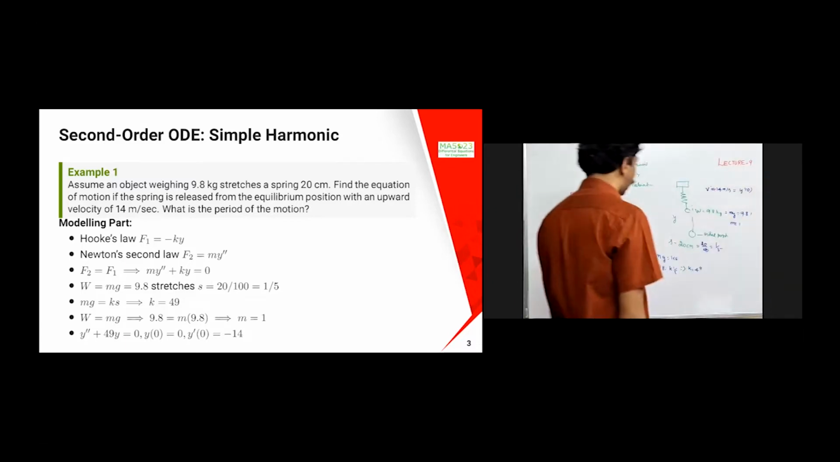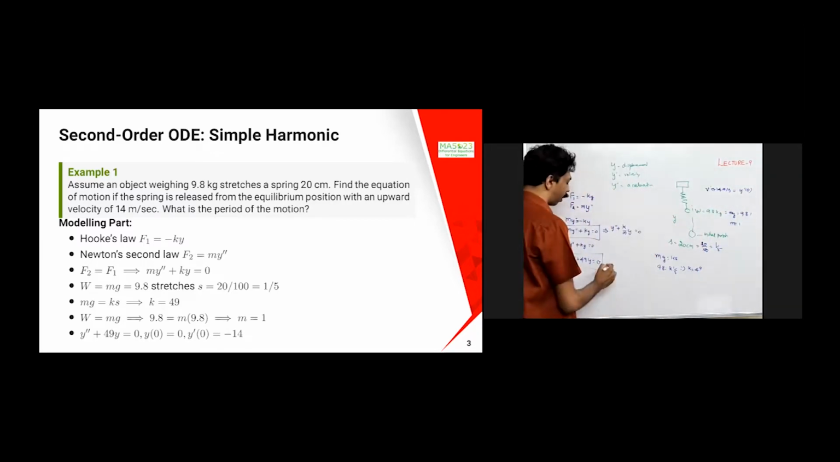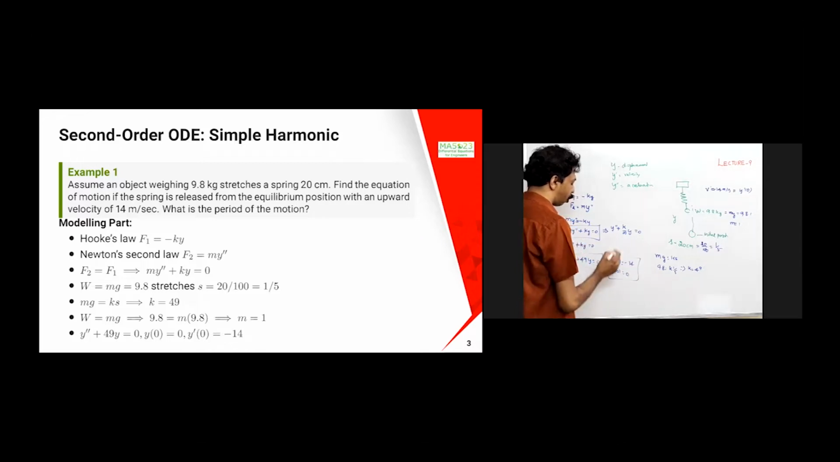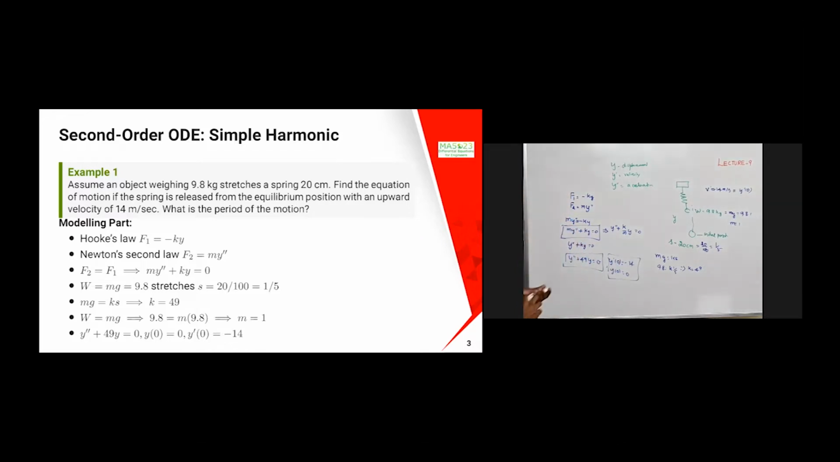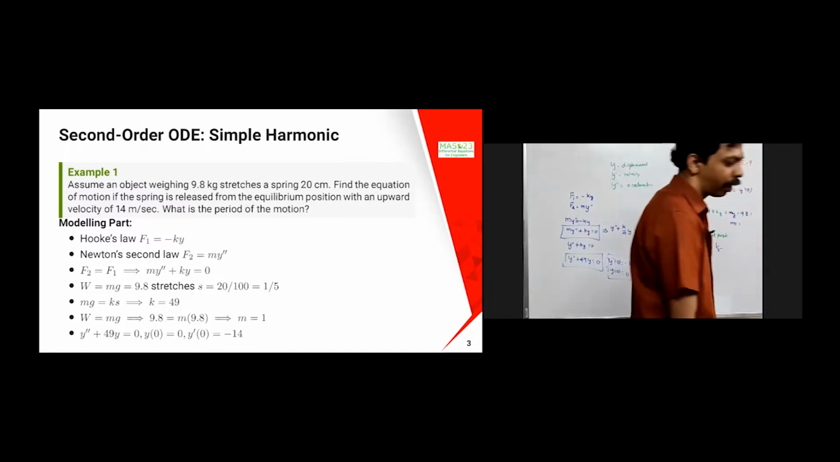The other conditions given are y dash of 0 equal to minus 14. This is an initial value problem. Y dash of 0 is given as minus 14, and initially it is at rest, therefore y of 0 is 0. So these are all the initial conditions given to me. Now I can solve this problem and obtain the solution. Let us solve it and see.